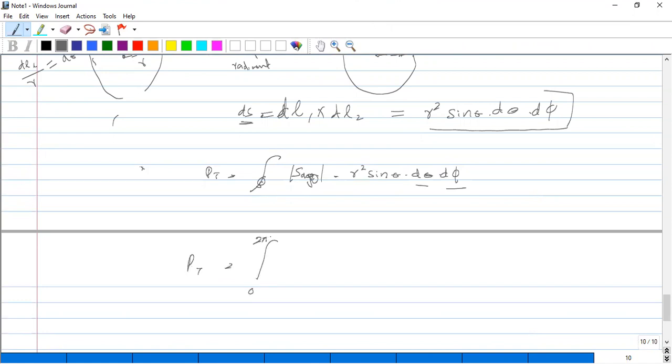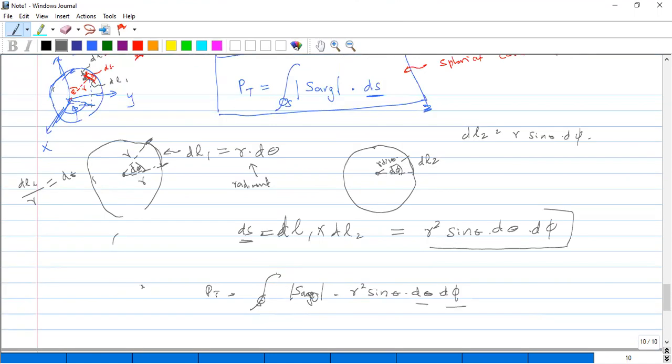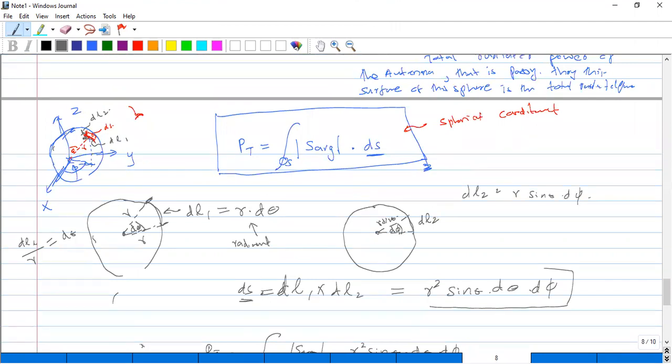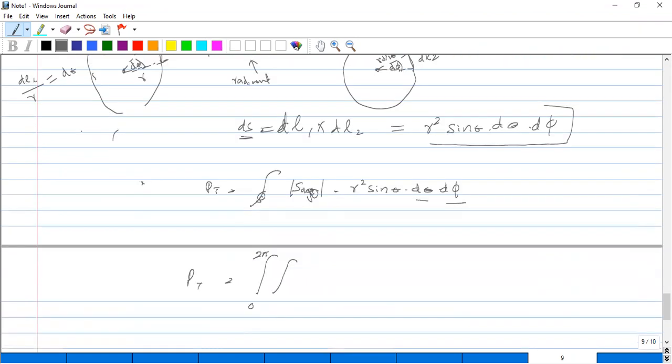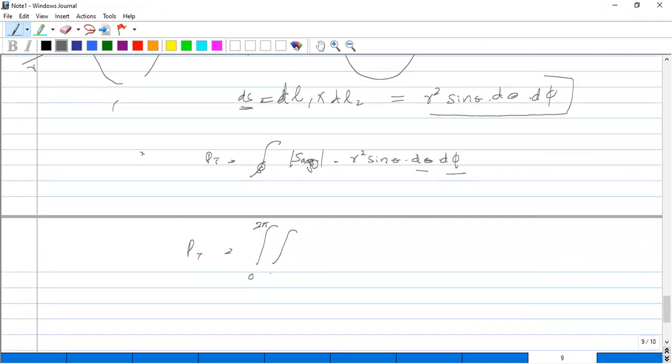0 to 2π, no? 0 to 2π, this is in the phi direction, and also you have to evaluate it through the theta direction also. Okay, for the theta direction you have to evaluate it from here to here, no? Theta direction you are evaluating from here to here, and phi direction you are evaluating from here to here, the whole surface. So you can get the full sphere, no? Okay, so for theta you have to evaluate this from 0 to π. That's enough.